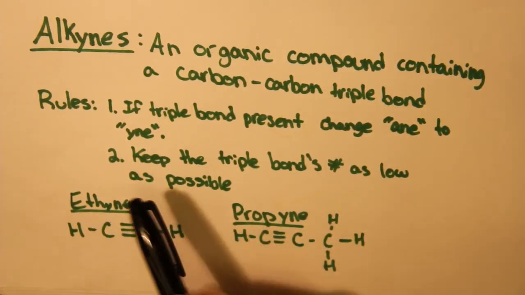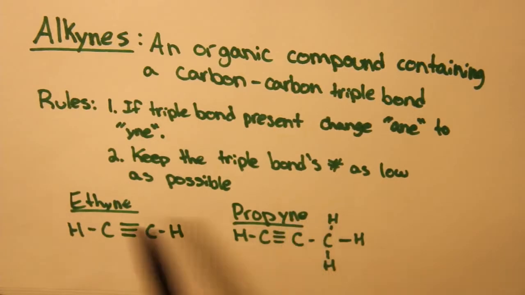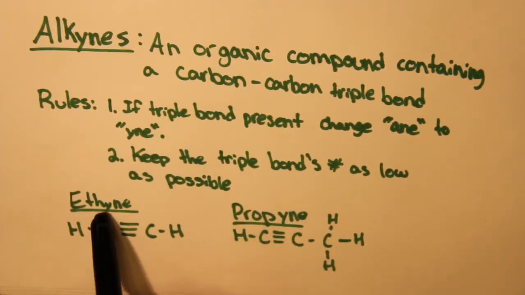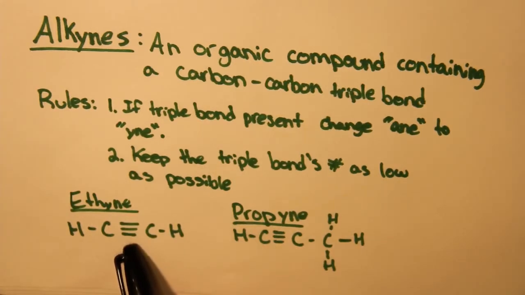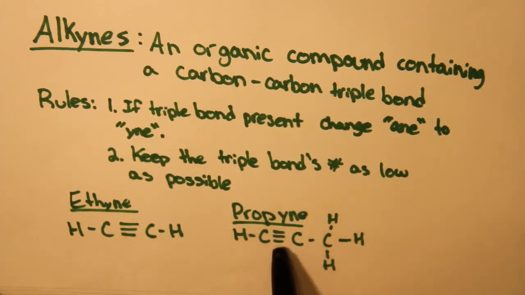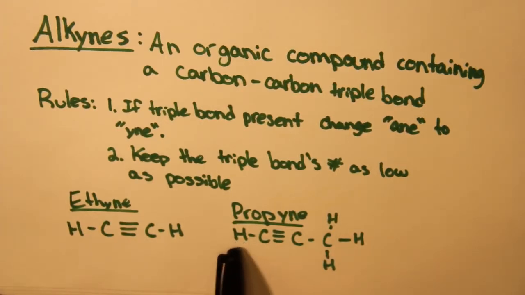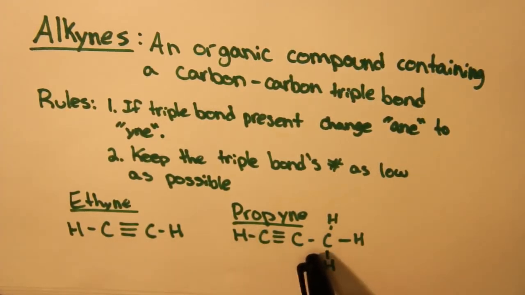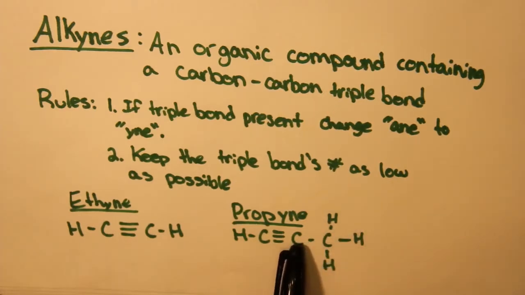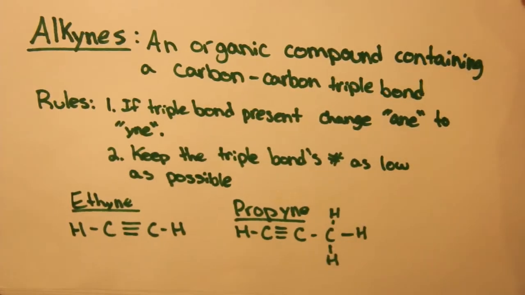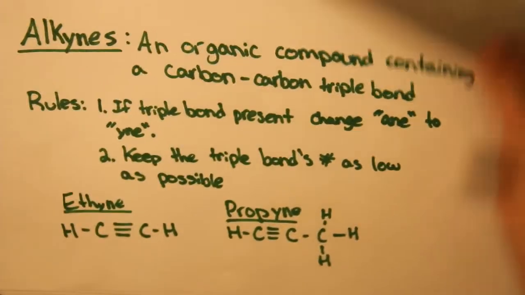Now, here are two examples, ethyne and propyne. This one here is fuel, regular fuel. This one here is rocket fuel. This one has the triple bond in between the two carbons with a hydrogen on either side, where this one has the triple bond in between two carbons as usual, but on this side there is a carbon with 3 hydrogens to it. We are now going to look at our first example.